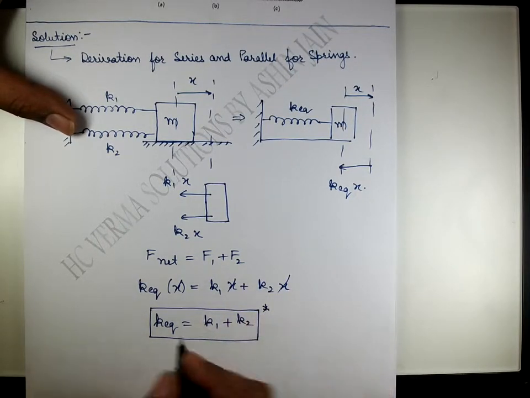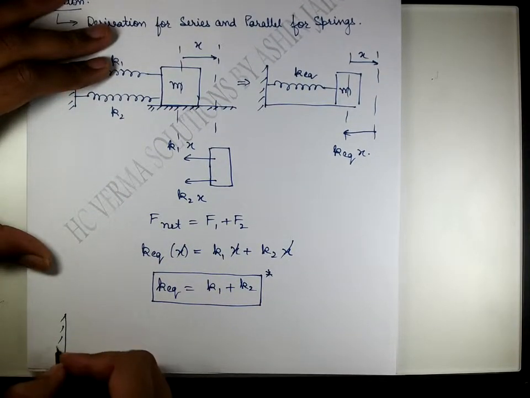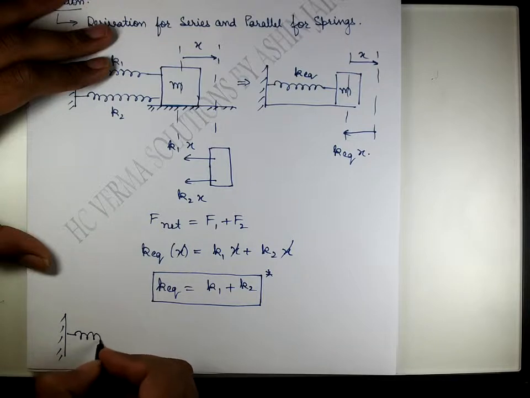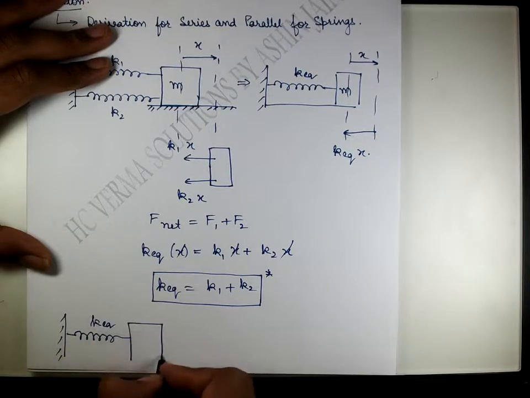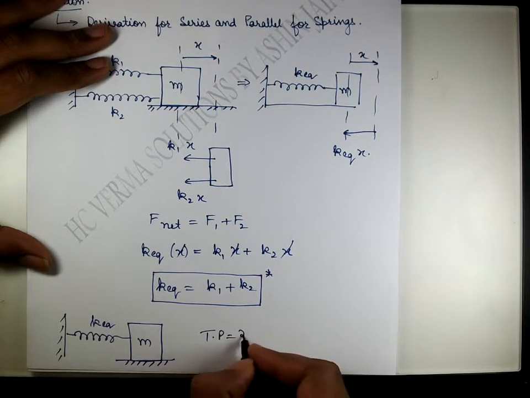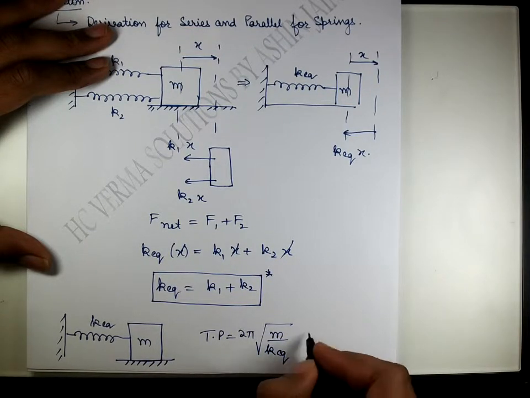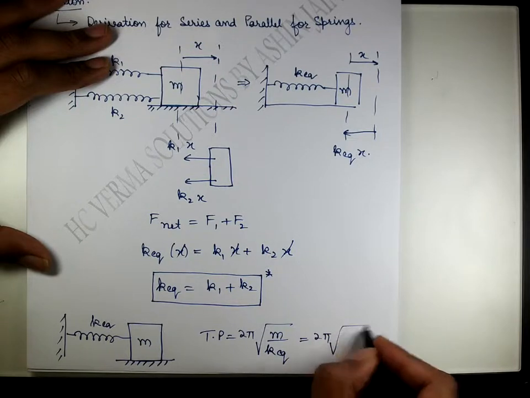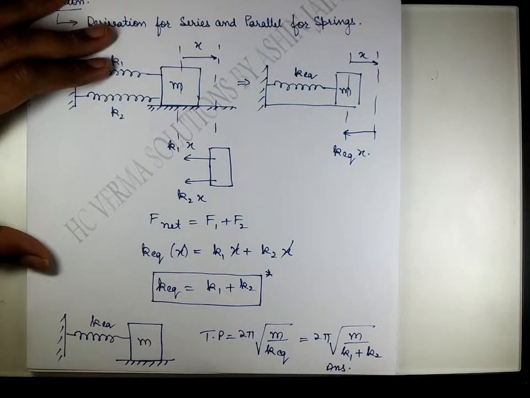Basically, what do we mean here? That the two springs in this scenario can be replaced by a single spring with k equivalent equal to k1 plus k2, and the time period can be stated as 2 pi under root of m by k equivalent, or 2 pi under root of m by k1 plus k2, which becomes the answer to the first part of this problem.